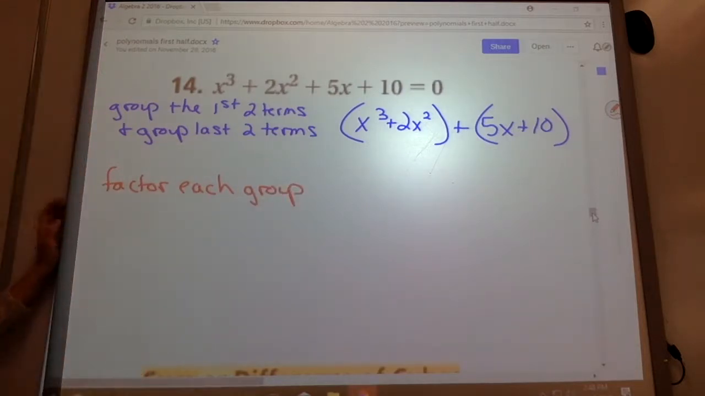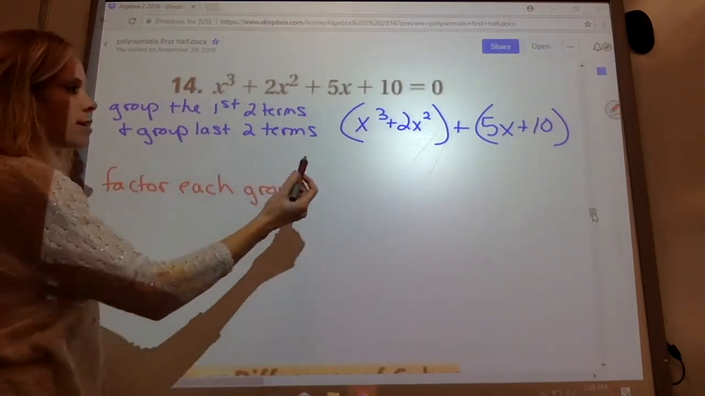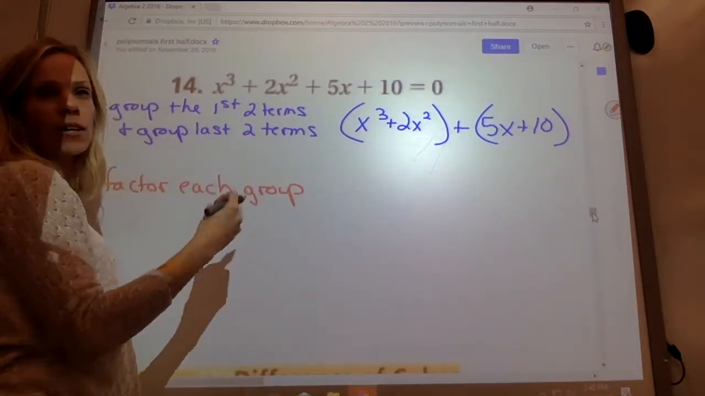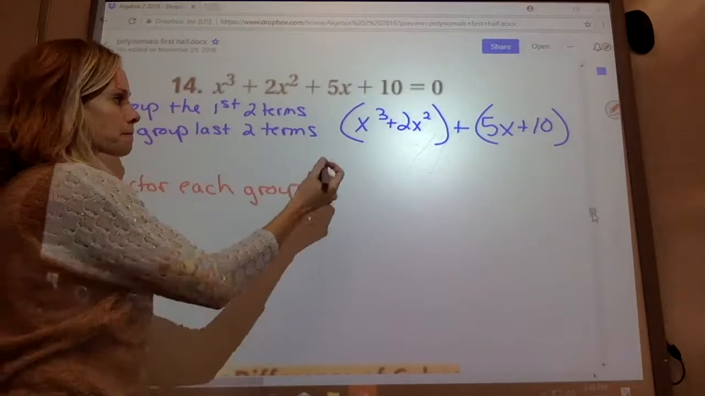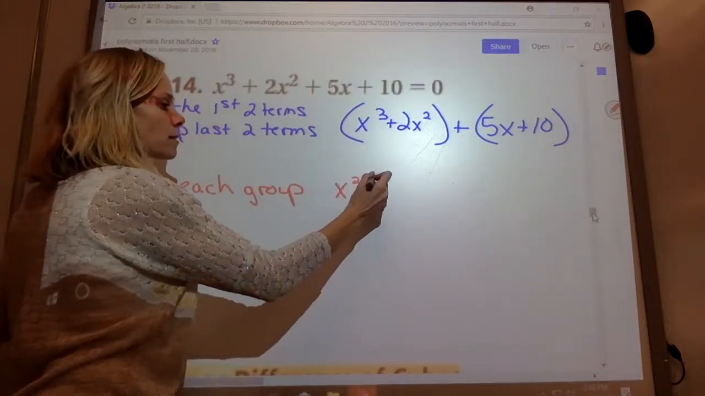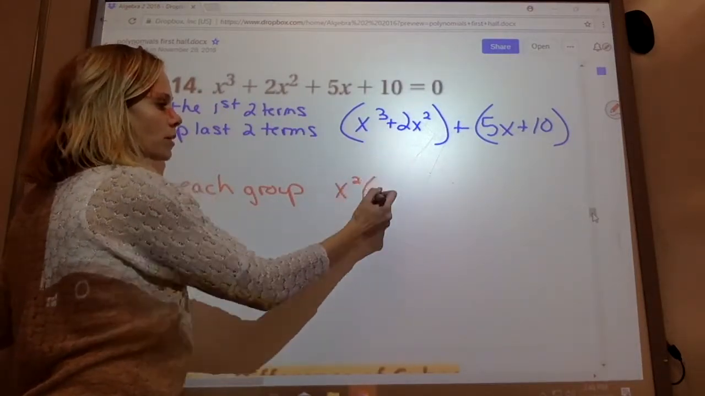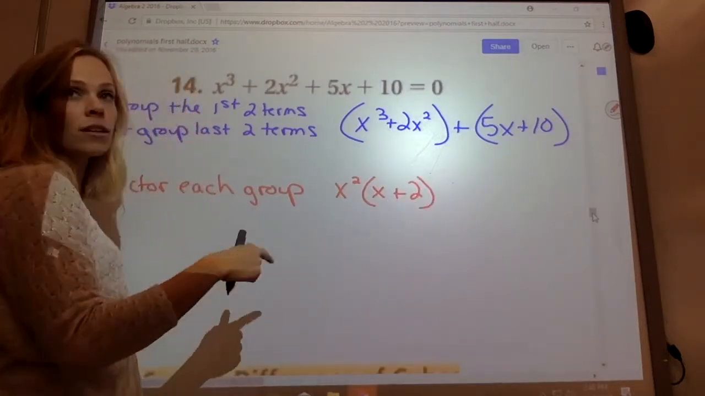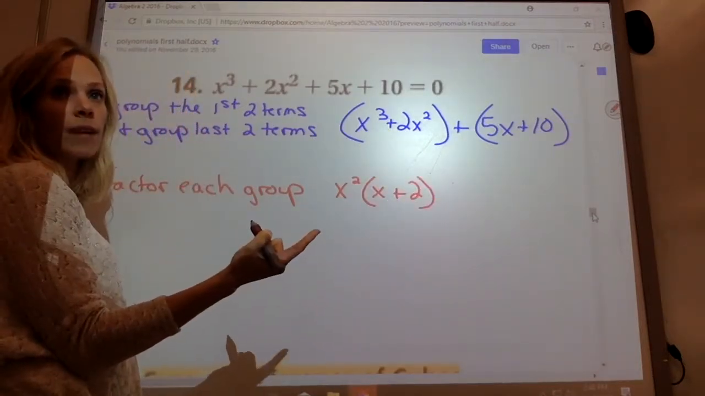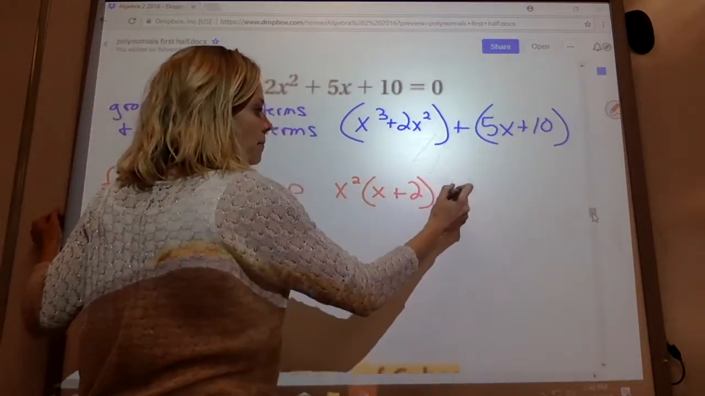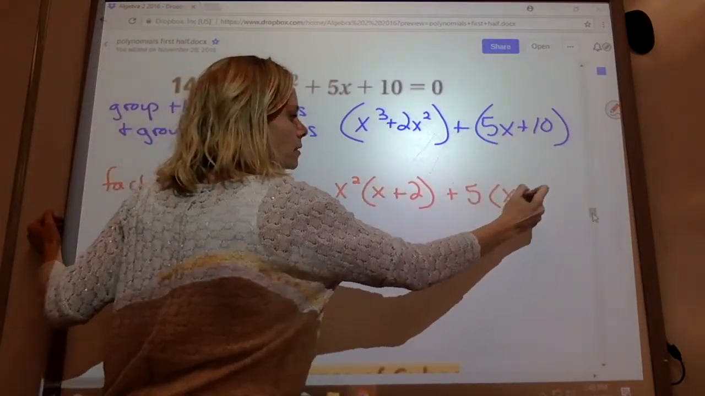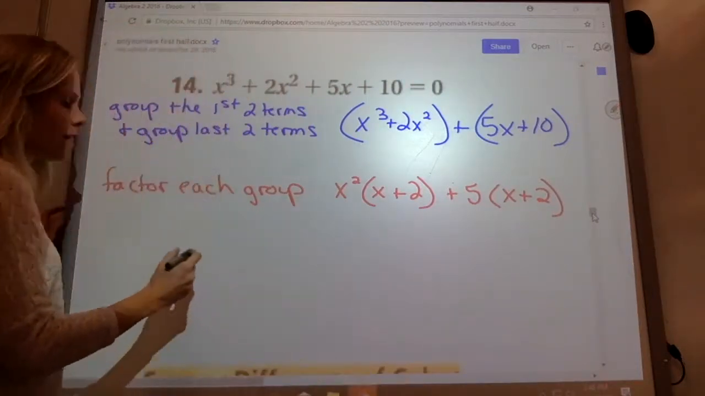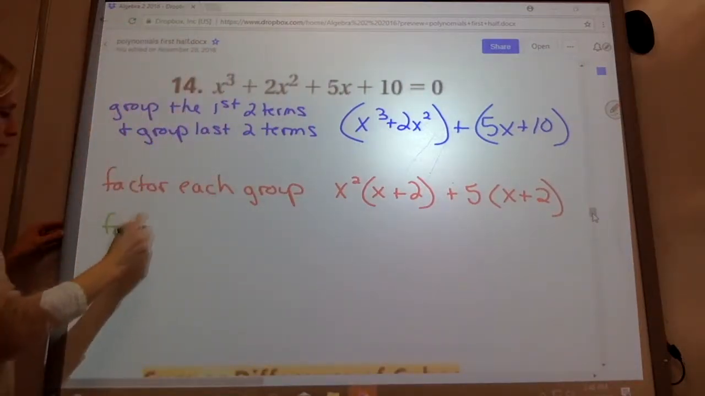So what does that mean? That means I look at the first group and I think, what can I factor out? x cubed and 2x squared. What can I factor out of both terms? An x squared. Yep. So if I factor out an x squared, what would be left? An x and a 2. And then I look at the second group, and what can I factor out of 5x and 10? A 5. Okay. So then your last step is factor out the common binomial.